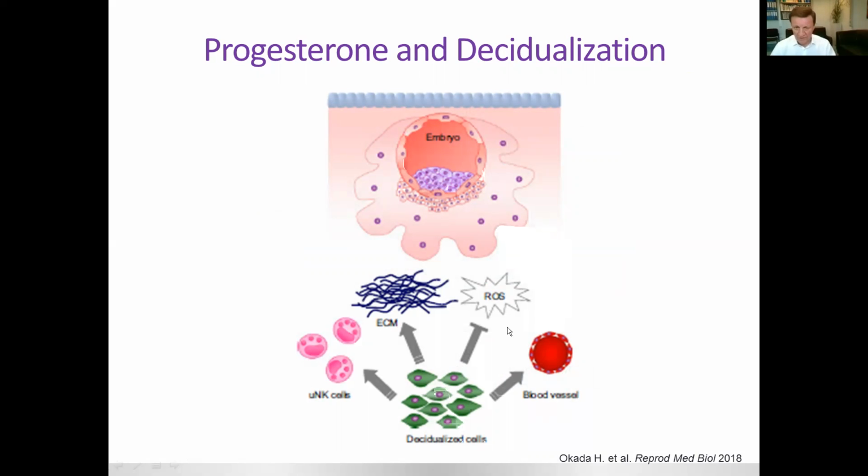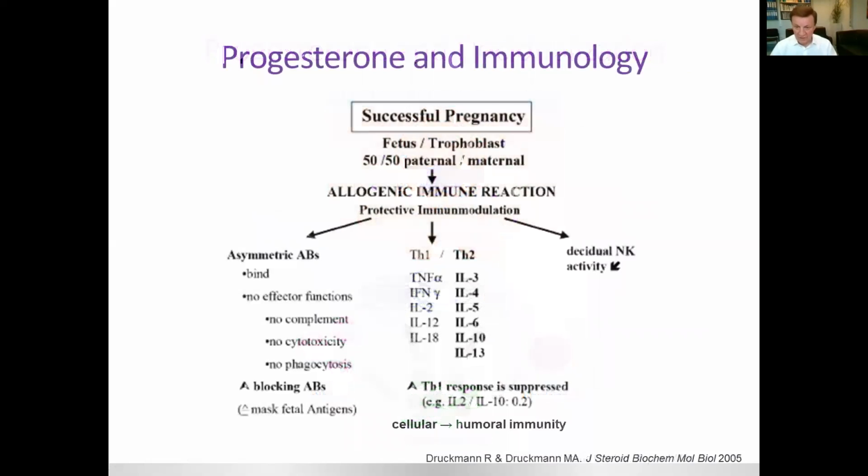There is a downregulation of reactive oxygen species. There is also a change in angiogenesis, and there is an effect on the local so-called uterine natural killer cells, which is also important.